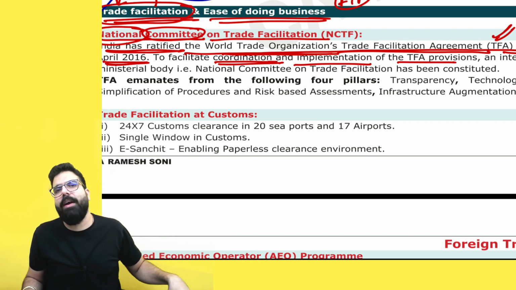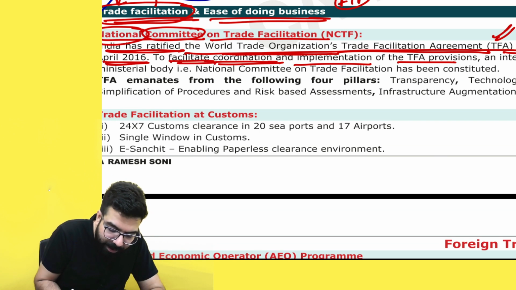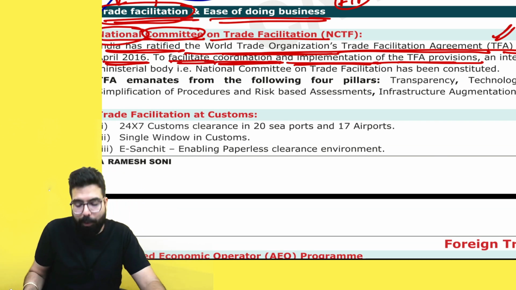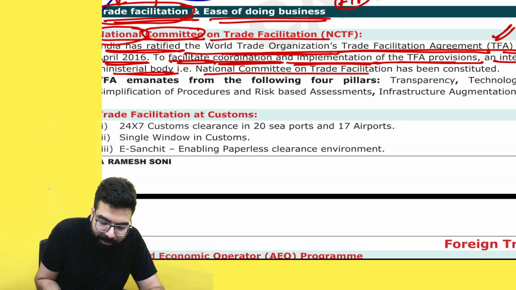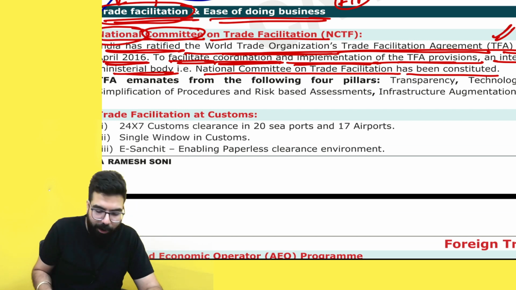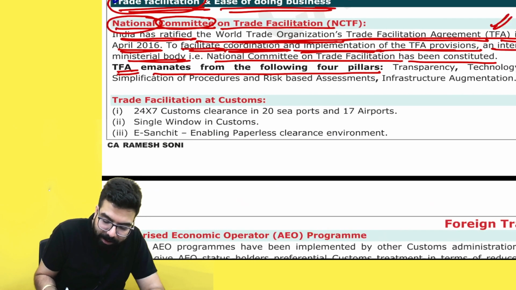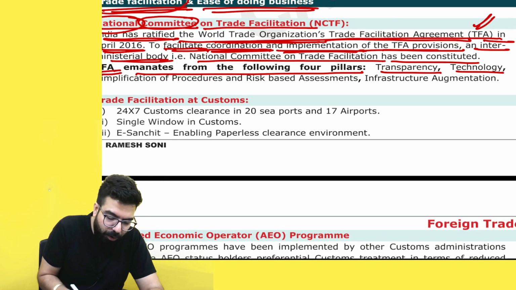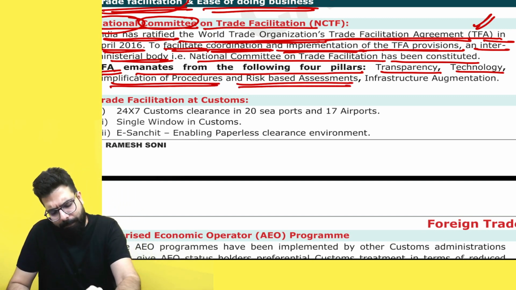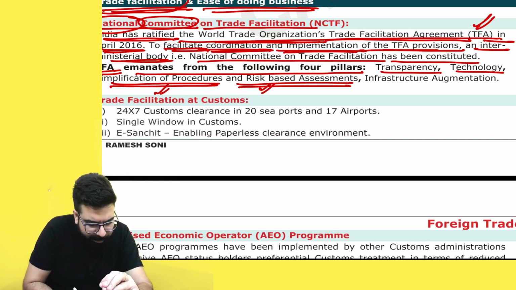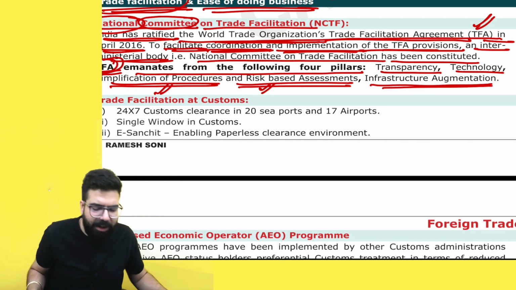Now, whatever the terms and points of the Trade Facilitation Agreement were, in order to implement them, to facilitate coordination and implementation of the trade facilitation provisions, they have set up an inter-ministerial body, and the body's name is National Committee on Trade Facilitation. Sir, what is the Trade Facilitation Agreement? It enumerates 4 pillars: transparency, technology should be used, simplification of procedure, and risk-based assessment. Whatever assessment is happening, only risky people's assessment should happen, procedures should be simplified, and infrastructural augmentation. These are the 4 pillars of the trade facilitation agreement.